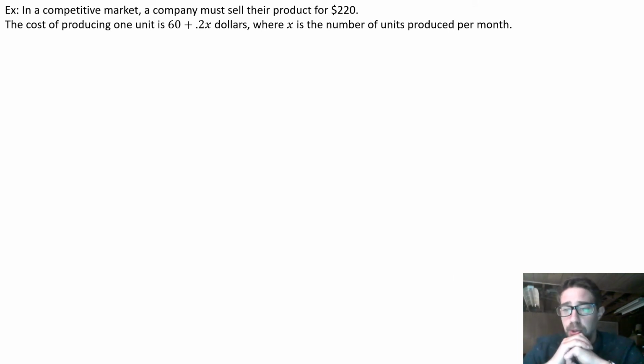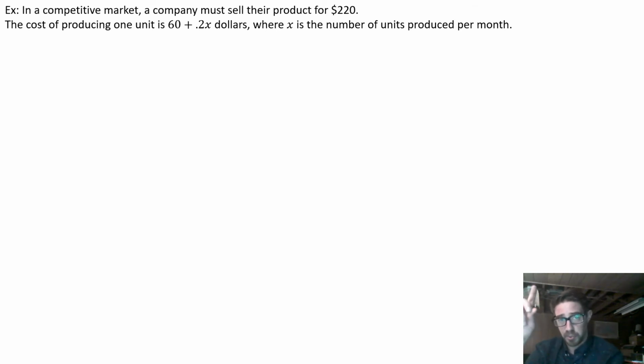Okay, so if we produce x units per month, that total cost is going to be 60 plus 0.2 times x. So just imagine 60 is a fixed cost. So 60 is just the cost of maintaining the machine that we use to make the units, and electricity and whatever else. And then it's plus 0.2 times every unit we produce. So every single time we produce a unit, if it's dollars, it's essentially going to cost us 20 cents.